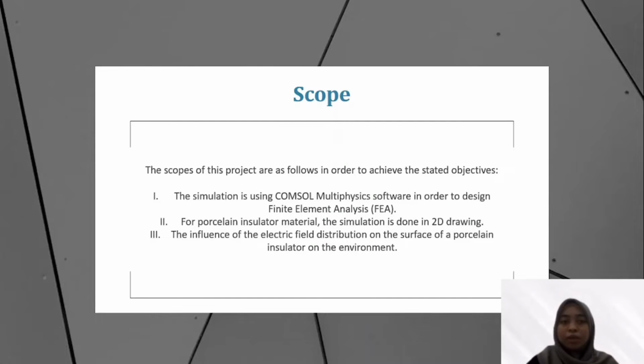For the scope, the scope of this project is as follows in order to achieve the stated objectives. First, the simulation uses COMSOL Multiphysics software in order to perform finite element analysis. Second, for the porcelain insulator material, the simulation is done in 2D drawing. Third, the influence of the electric field distribution on the surface of a porcelain insulator on the environment.